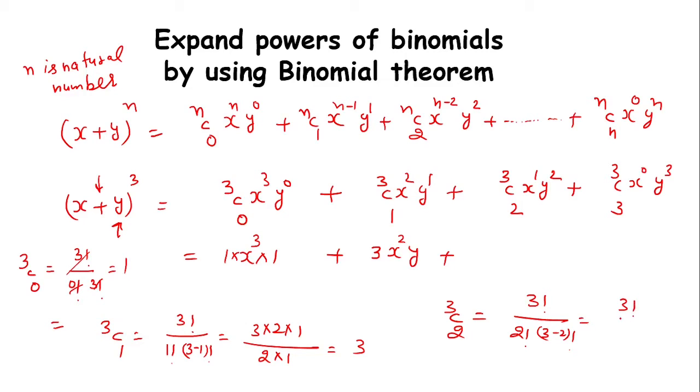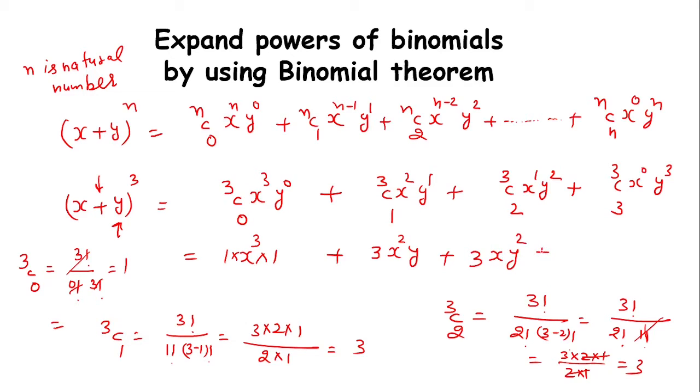So you can rewrite it again. 3 factorial, 2 factorial, then 1 factorial. 1 factorial is 1, so we don't need this. 3 factorial is nothing but 3 times 2 times 1 over 2 factorial, which means 2 times 1. So 2 times 1 got cancelled. I have 3.